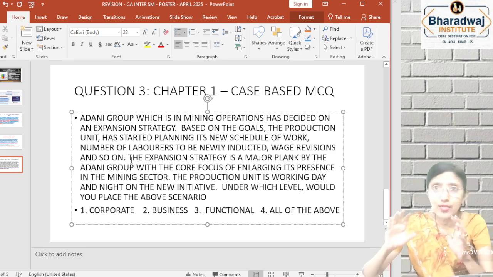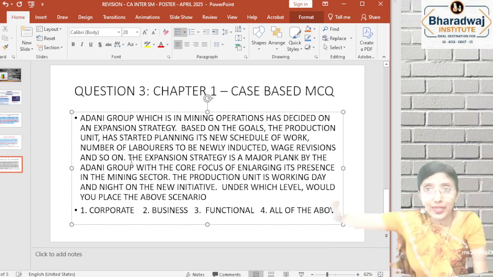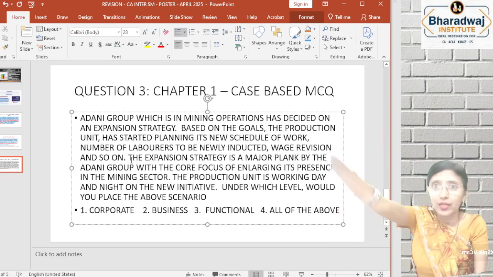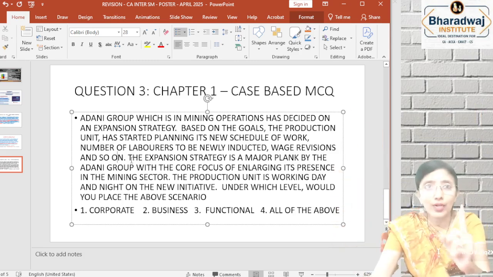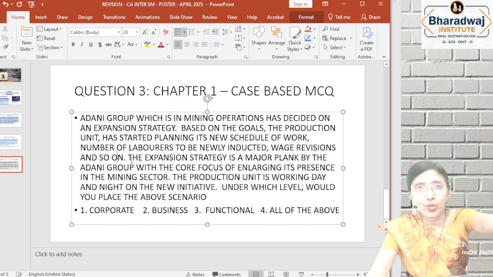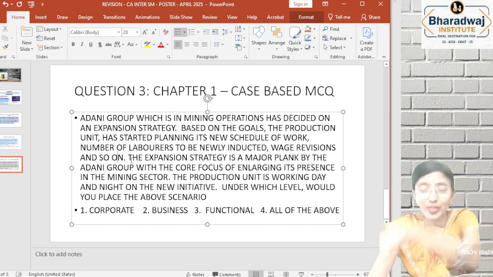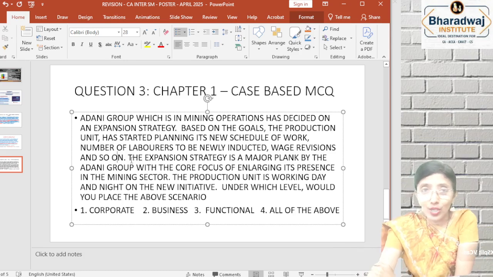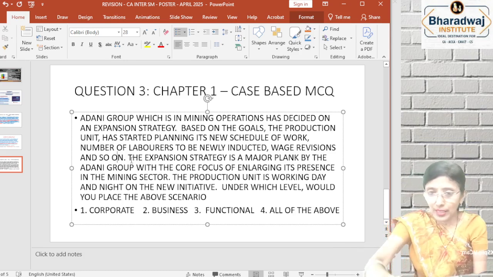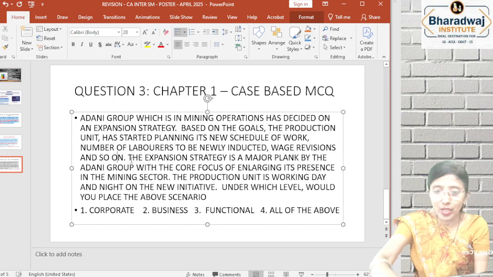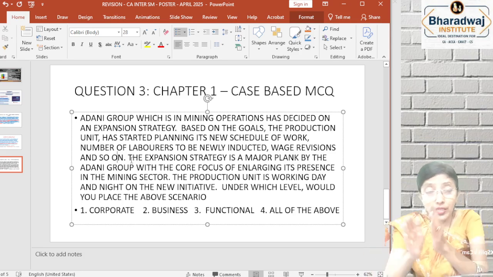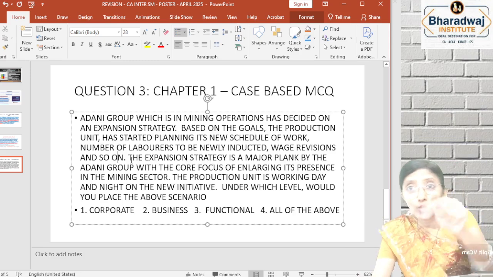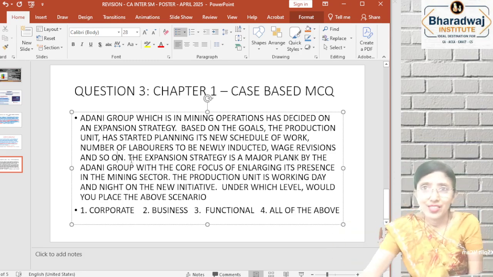If the scenario is such that they keep elaborating on why the Adani Group ventured in, and then in one line it is left to the production unit to carry it out, that would be corporate level. Definitely you understand that it cannot be all of the above, because each will merit equal attention. That is what I am trying to tell you in this case study.